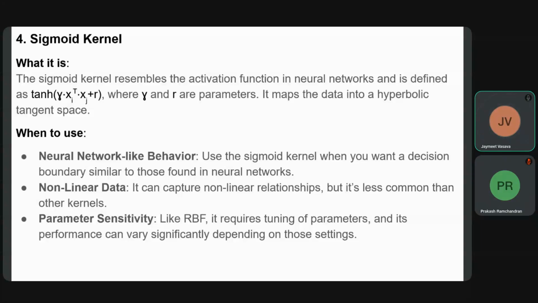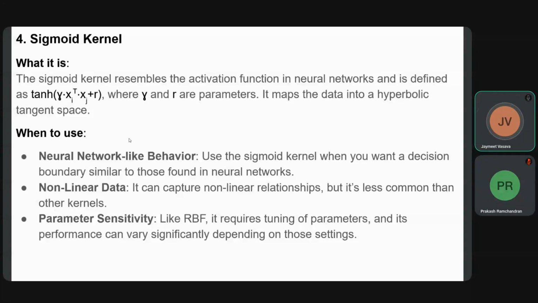So just a few points for the tanh. The value close to 0 indicates low similarity. Values close to 1 indicate high similarity, and values close to -1 indicate that the points are clearly dissimilar. So as said, it is the hyperbolic tangent function, and the range is between -1 and 1.